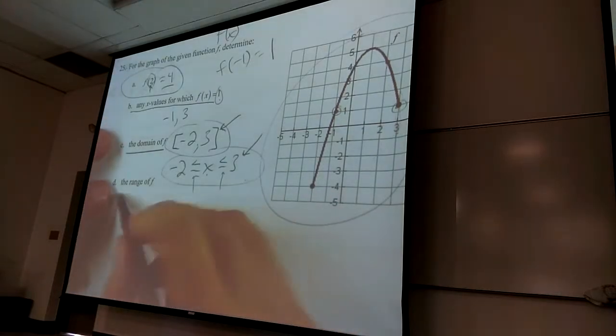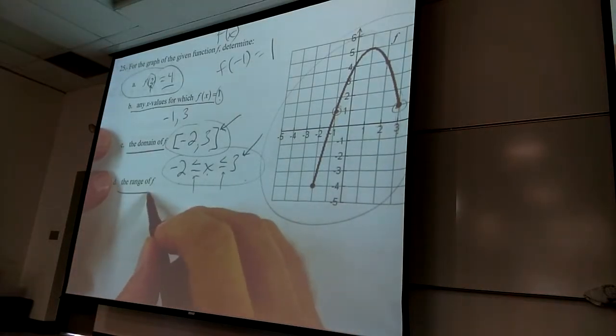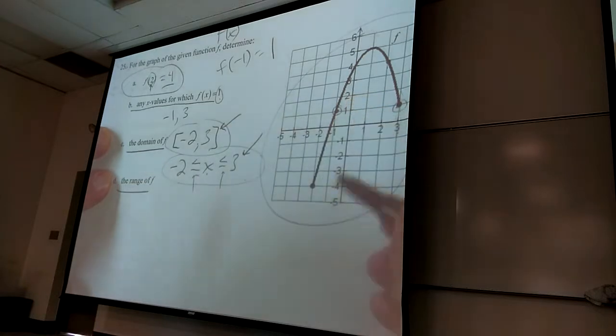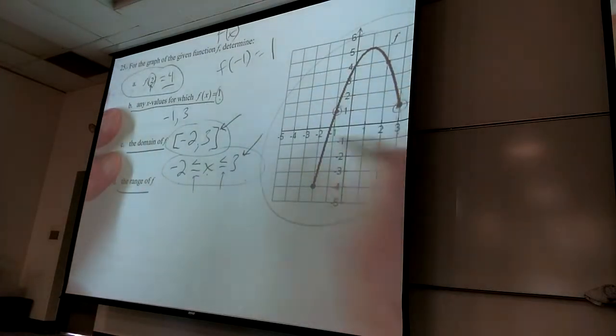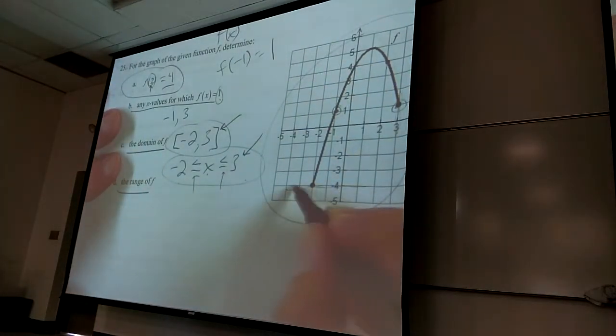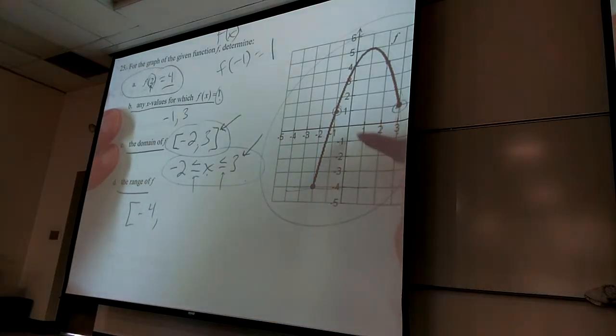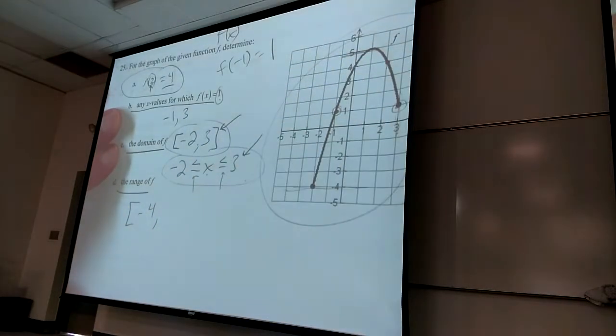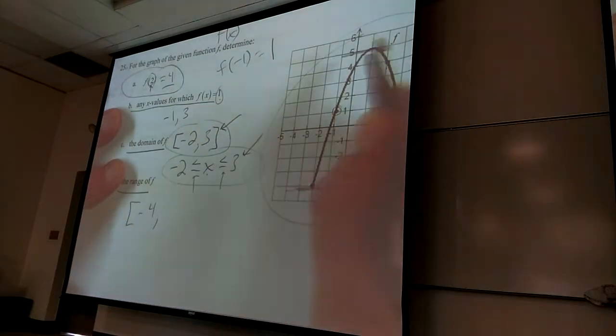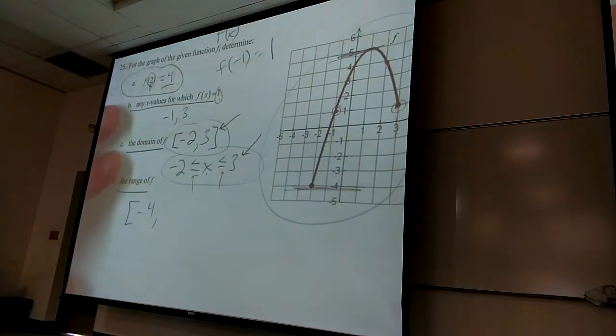What about the range? For the range I'm going to look at the y's. What's the smallest y output? -4 is the smallest y output. And the biggest y output is 5. I love it. That's the floor. That's the ceiling. That's another way to look at it.